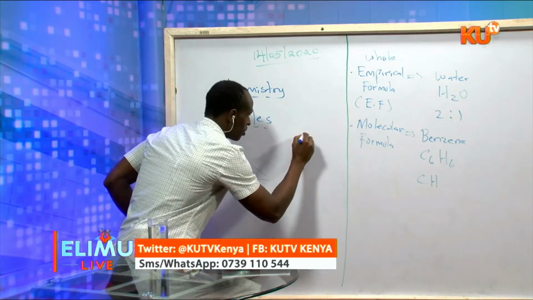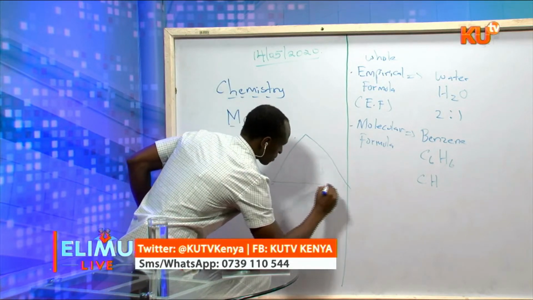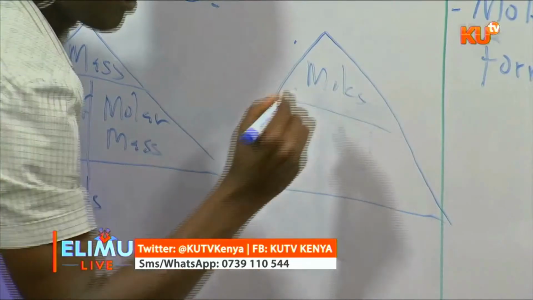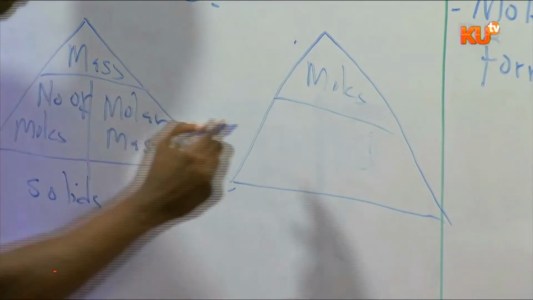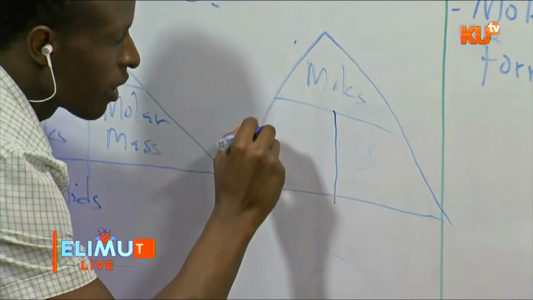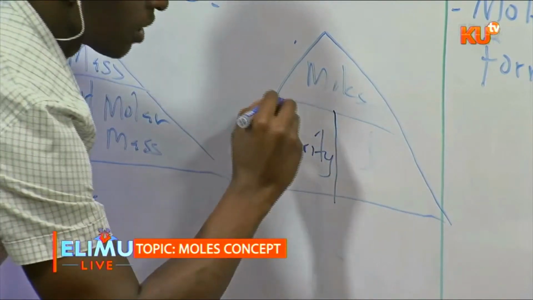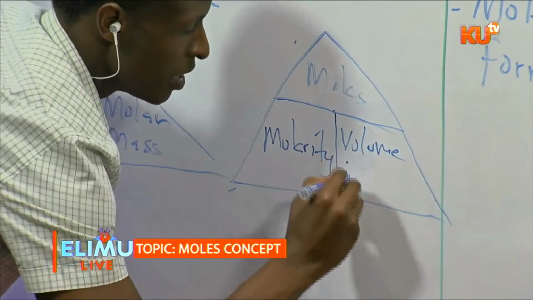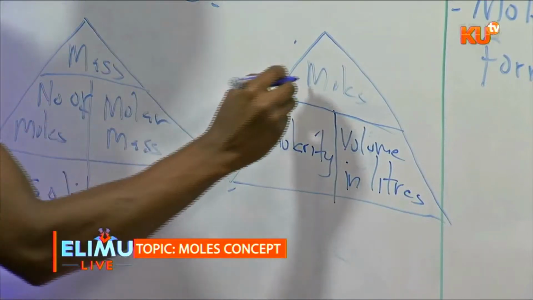The other triangle, on top here now, I'll write the number of moles. Then here we write molarity. Then here, volume in liters.